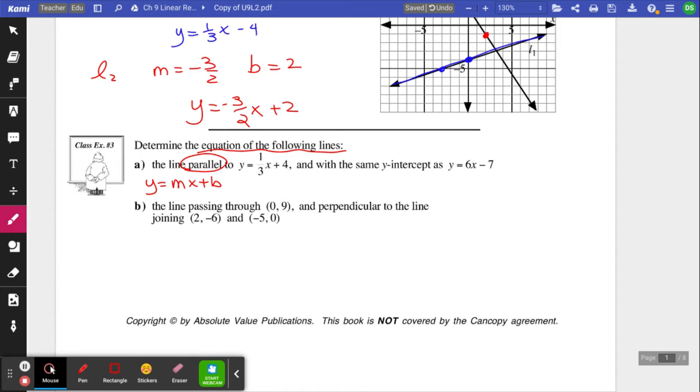Same slope. Parallel lines, same steepness, never crossing. Parallel means the same slope. So what is the slope of this line? Which one should I use out of that? 1/3. Here's the slope. So I'm going to use it. I'm going to say, okay, mine is the same as that one.